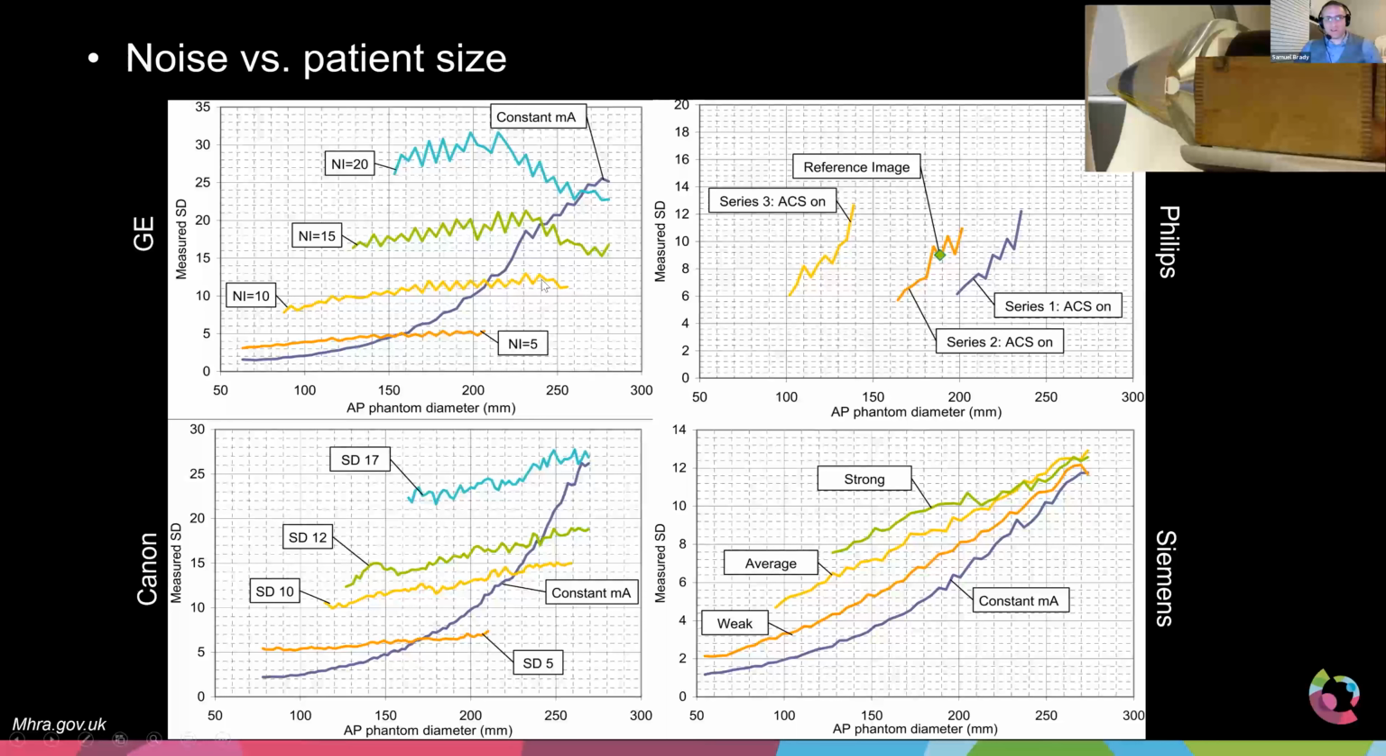It does vary a little bit. Obviously, as you get higher and higher in dose, and thicker and thicker in patient, it's not as easy to keep the exact same noise. But for the most part, it does a pretty good job.